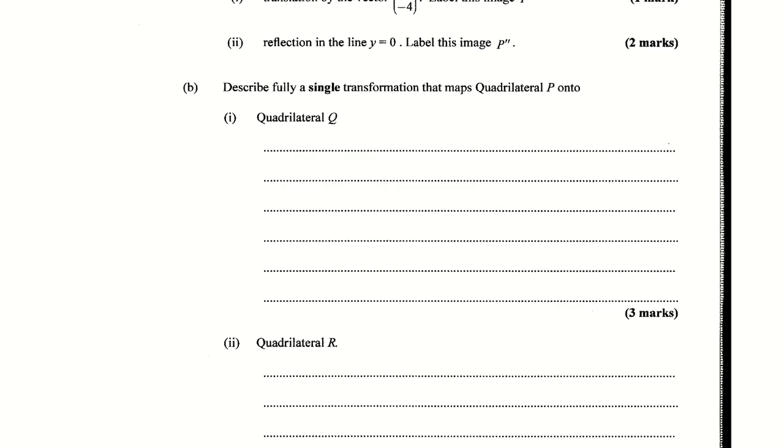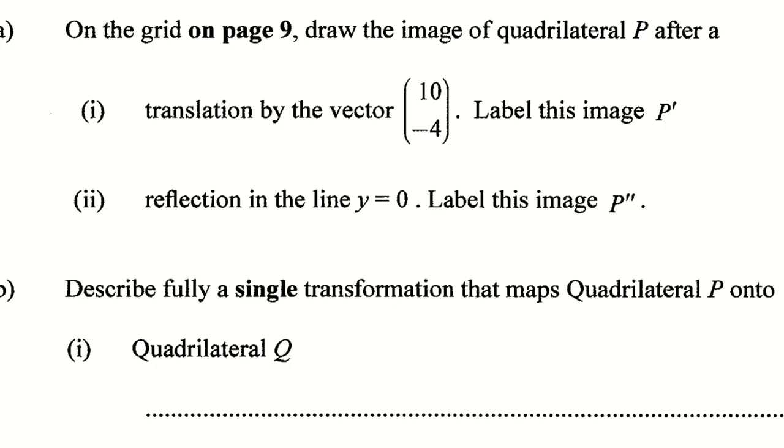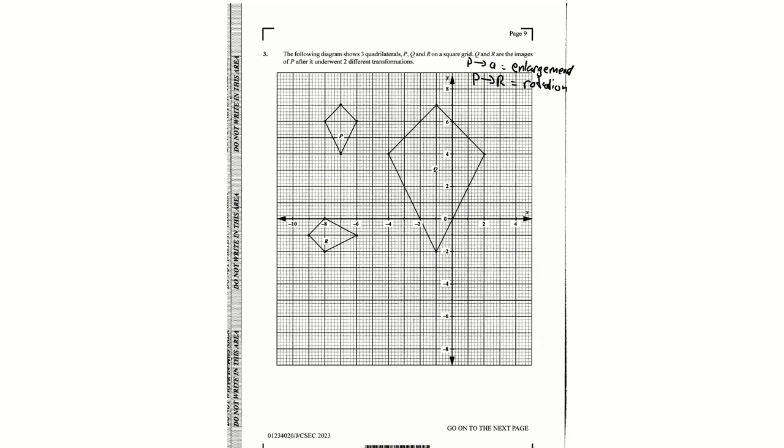They said, let's zoom up. On the grid on page 9, draw the image of quadrilateral P after a translation of 10, minus 4 and label it image P1, and a reflection in y equals 0, label that P2. So we're going to do these two first. So translation by the vector positive 10, negative 4. So let's go positive 10, negative 4.